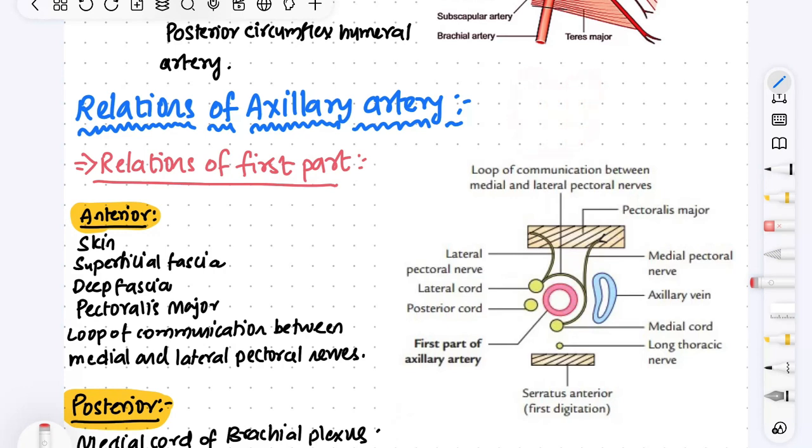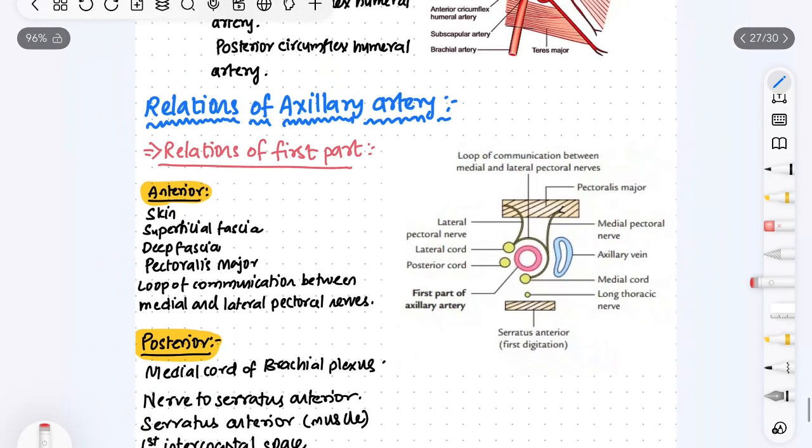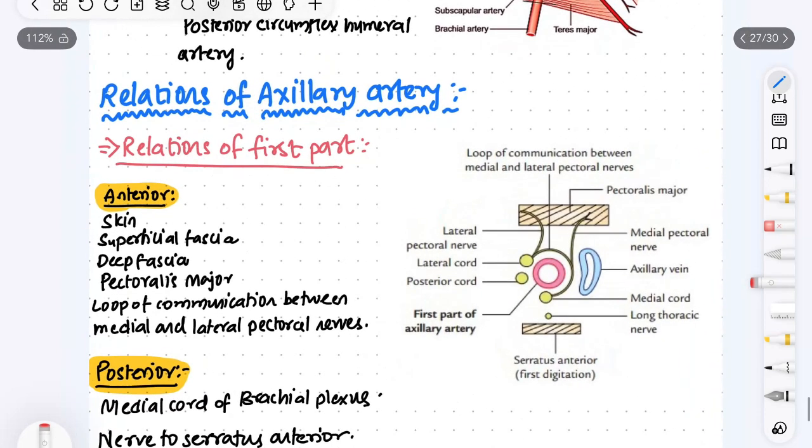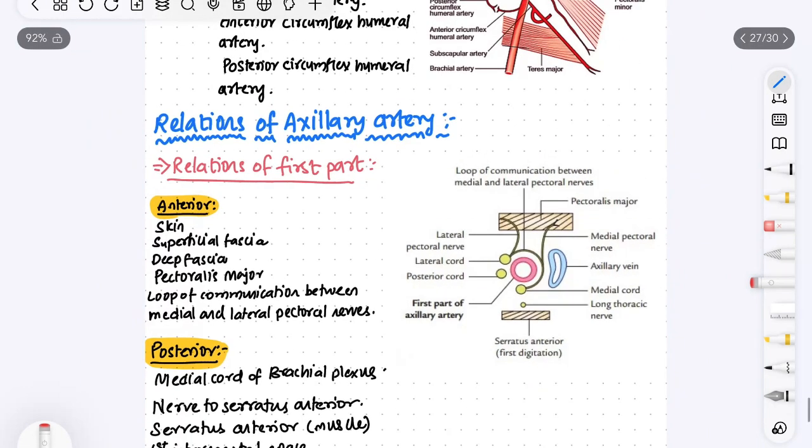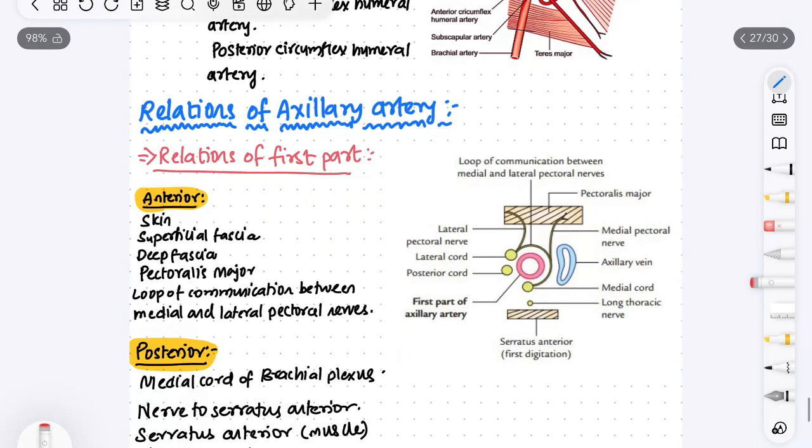Now, what I suggest is, please remember the relations like this only. Don't try to make mnemonics, because in the exam it will become tough. I know remembering the relations of the axillary artery is a little bit tough, but with practice and revision, with 3 or 4 revisions with diagram practice, we'll get the relations easily. So please do practice them after this video also.